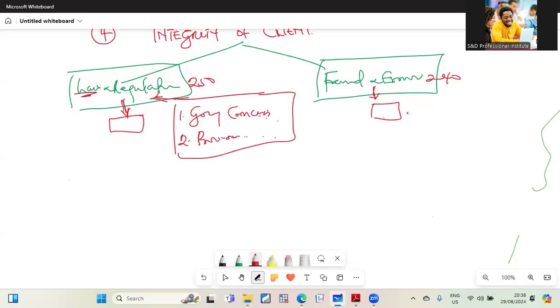What about fraud and error? Which accounting standard? IAS 8. IAS 8. Yeah, good.